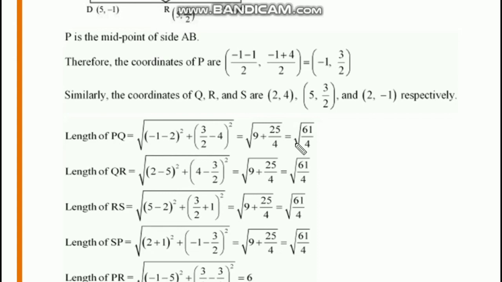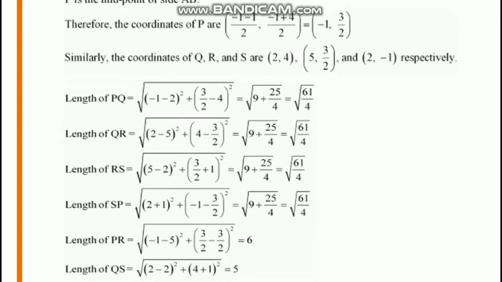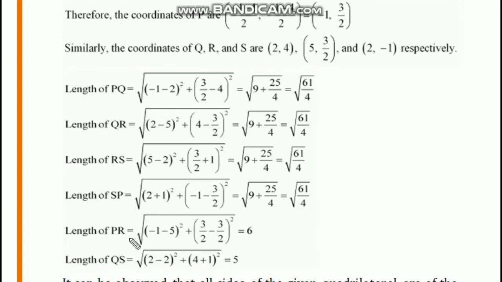So the length of PQ, found by using the distance formula, is square root of 61 by 4. Similarly the length of QR is also square root of 61 by 4, the length of RS is square root of 61 by 4, and the length of SP is square root of 61 by 4. Next we need to find out the diagonals. The length of the diagonal PR is 6, and the length of the diagonal QS is 5.